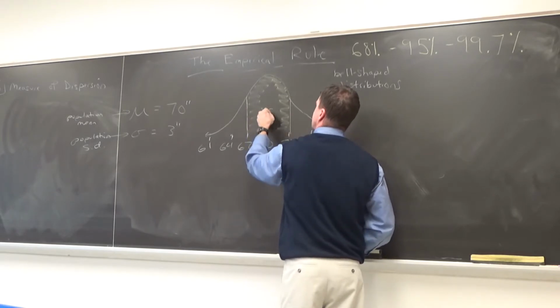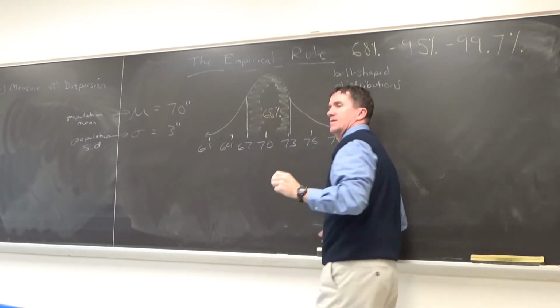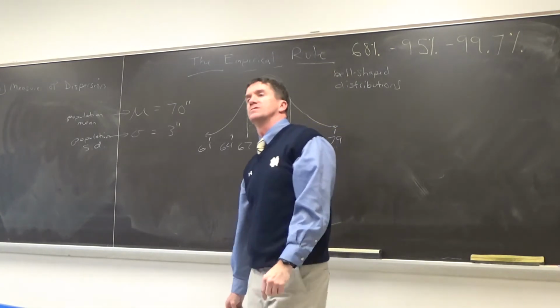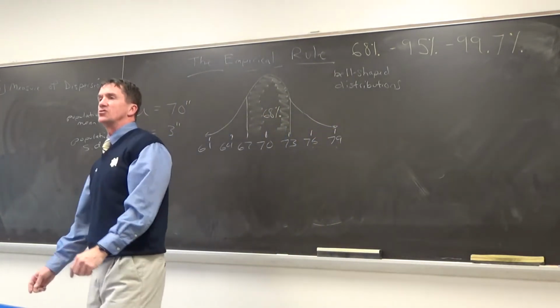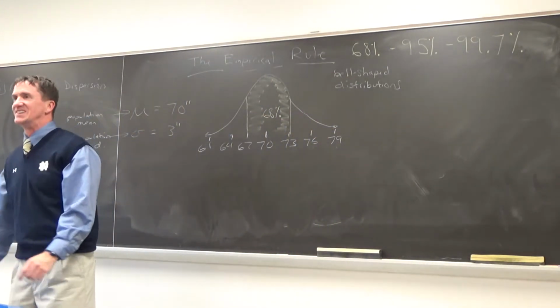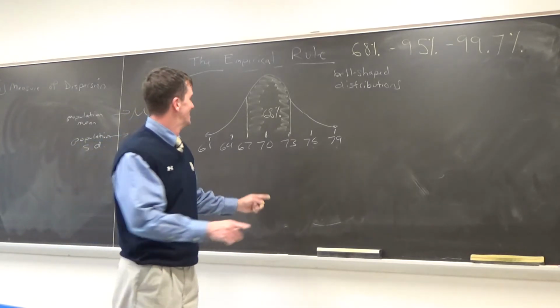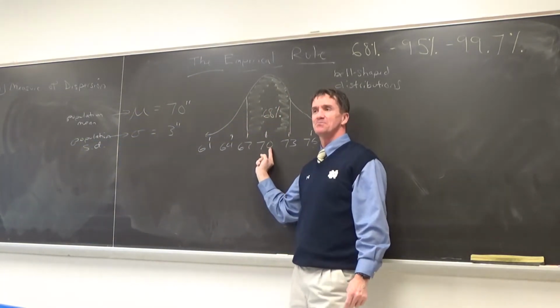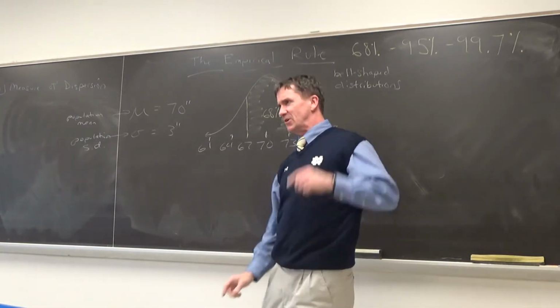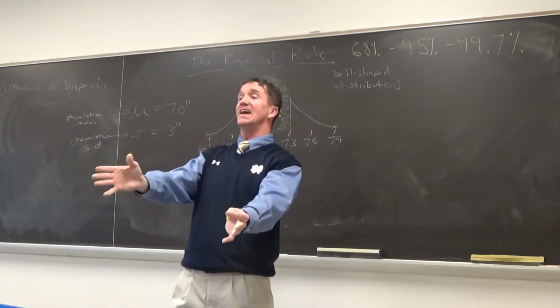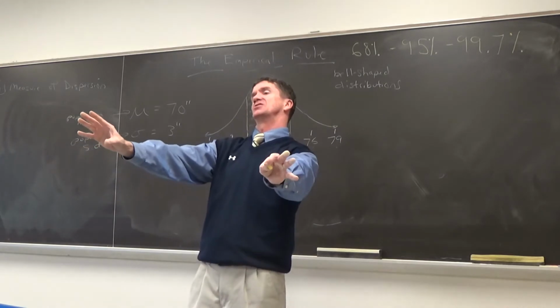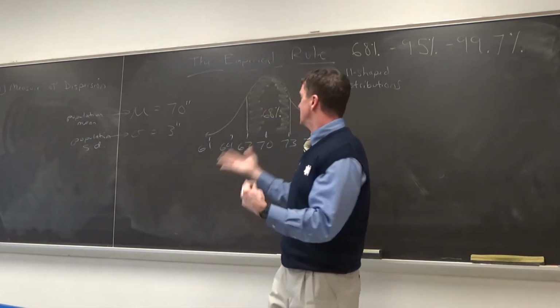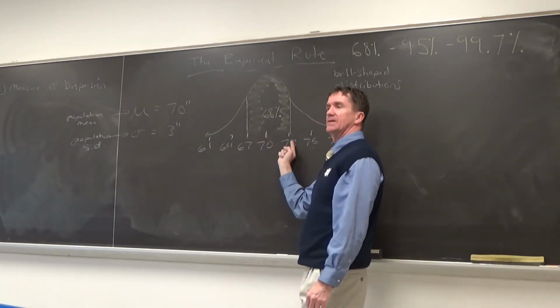Inside here, I need you to shade, and put the number 68%. And I'll say it in words. 68% of data in a bell-shaped distribution is within 1 standard deviation of the mean. Say again, 68% of data in any bell-shaped distribution is approximately 1 standard deviation from the mean.